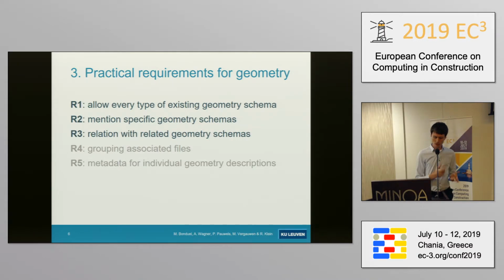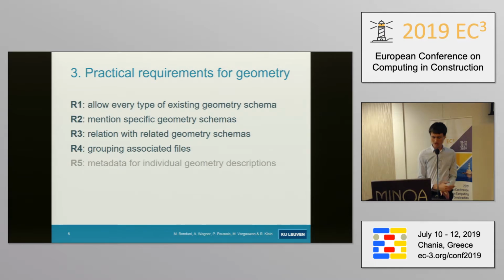We also want to relate with geometry schemas that are closely related, such as, for example, a certain schema can have multiple versions. Some of them might be quite different from previous versions, but we want to be able to group them. Because, for example, some applications support all kinds of DWG versions. Let's say the newest AutoCAD version supports all DWG versions, while older AutoCAD versions only support the older DWG versions.